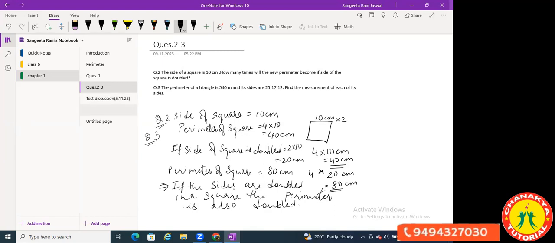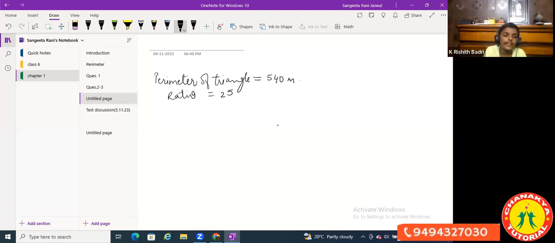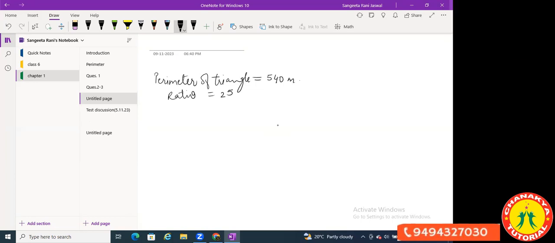So, let's move to another page. The perimeter of a triangle is given to be 540 meters and the ratio of the sides was 25 is to 17 is to 12. This was the ratio. Find the measurement of each side.